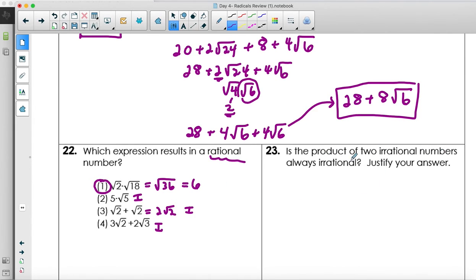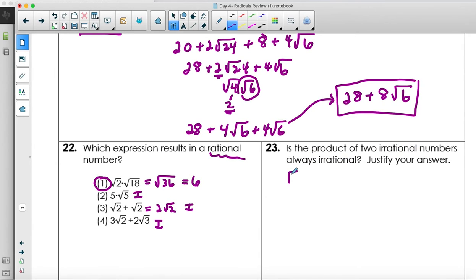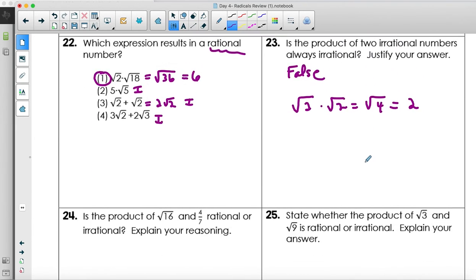The product of 2 irrational numbers is always irrational. That's false information. And the example we came up with in class is something like radical 2 times radical 2 will equal radical 4, which is equal to just 2. This is irrational times irrational is going to be rational. So that's why this is a false statement.